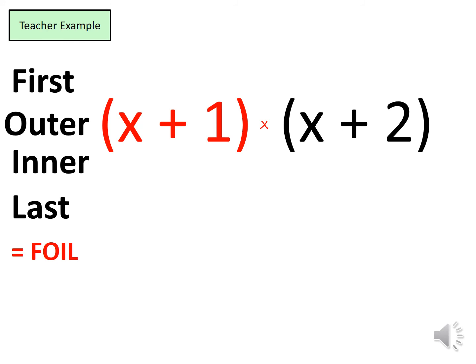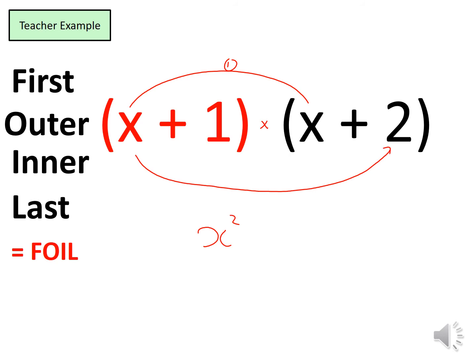Alright, following the method of FOIL, I first multiply the first terms in each bracket. Okay, so I label this number 1 for you to follow. So x times x is x squared. I then do my outer. Okay, so I label this number 2 for you to follow. X times plus 2. Okay, so plus 2x.